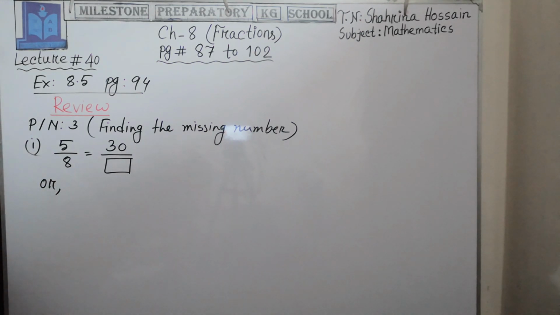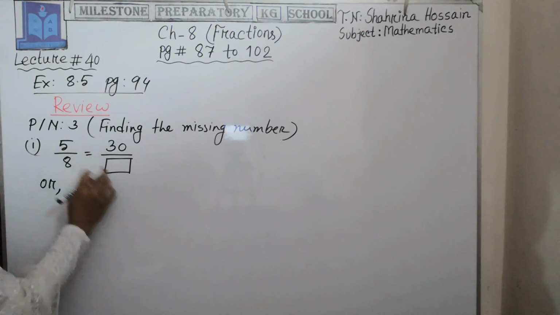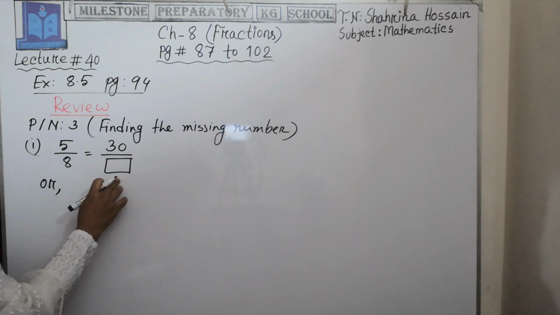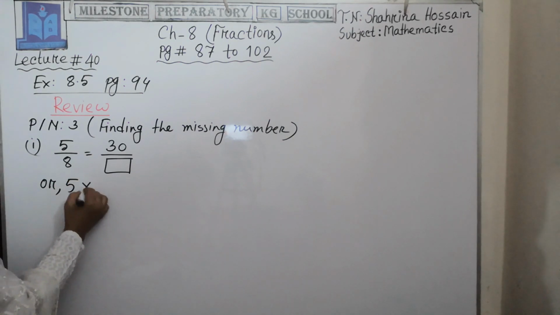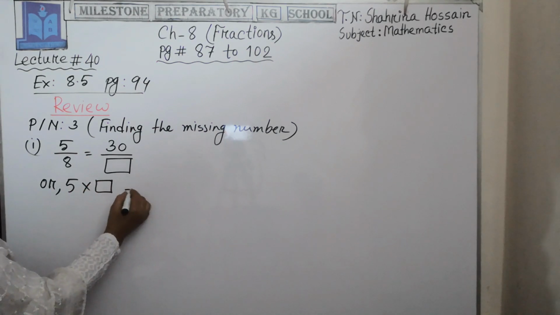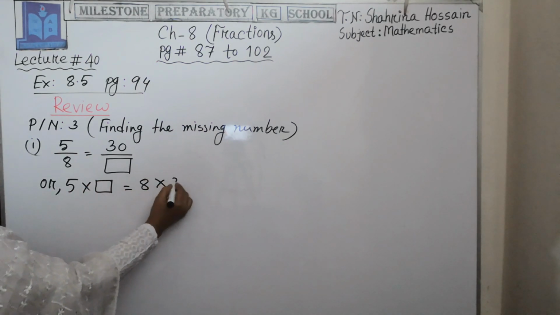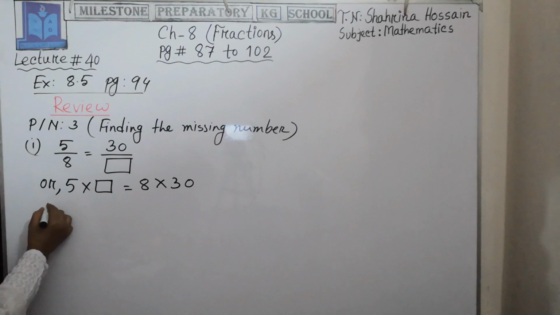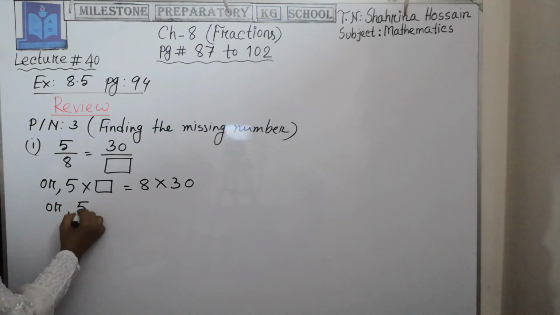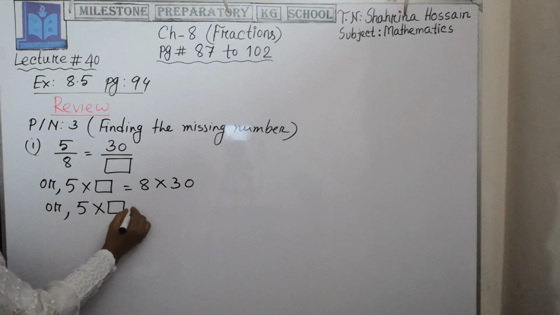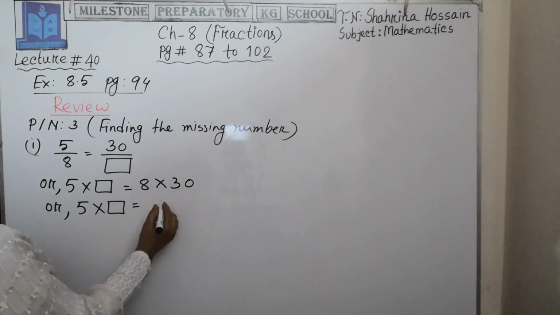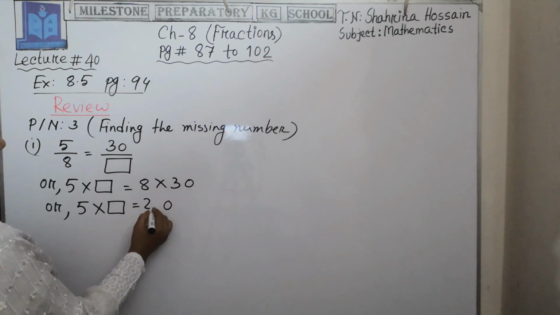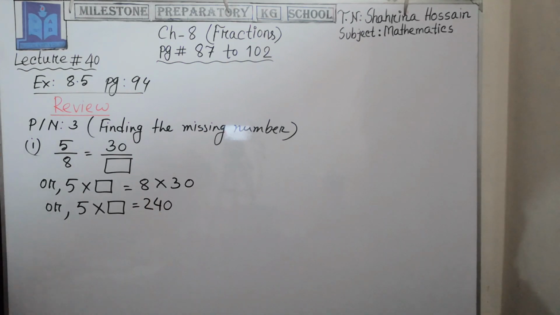Now I am doing the cross multiplication. From this numerator and that side, this is the portion of the denominator. Now I will multiply it. 5 multiplied by box, then 8 multiplied by 30. Our answer is 8 zeros are 0, then 8 threes are 24.